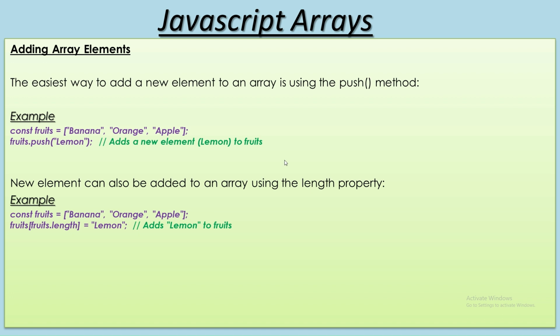The new element can also be added to an array using the length property. For example, const fruits = ["Banana", "Orange", "Apple"], and fruits[fruits.length] = "Lemon", which means fruits[3], an element which is not available, and then we will assign Lemon to the fourth element.